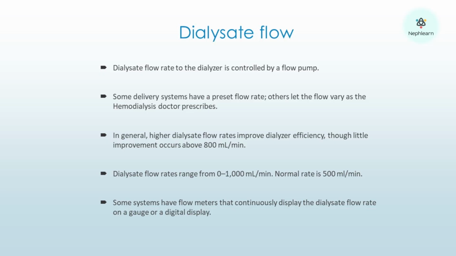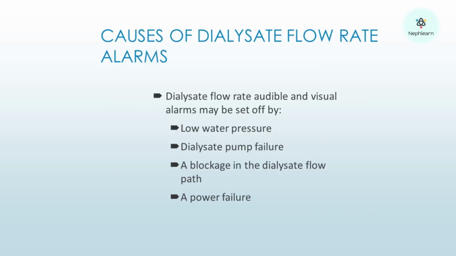High flow rates improve dialyzer efficiency only up to 800 ml per minute. The range is 0 to 1000 ml per minute. Normally, a flow rate of 500 ml per minute is set. Dialysate flow rate problems may be due to low water pressure, dialysate pump failure, blockage in the flow path, or power failures.